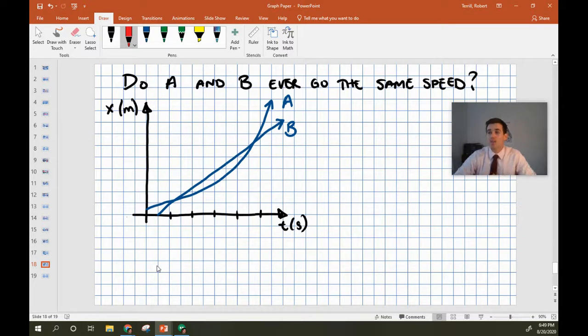Our last one. Do A and B ever go the same speed? This is similar to question 16. So once again, pause it and record what you think. And in particular, when do you think they might be going the exact same speed?